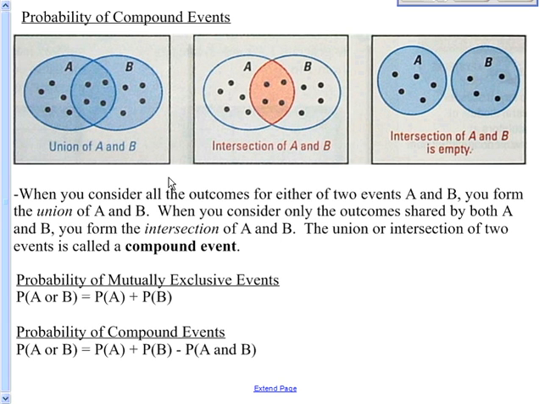We're going to talk about probability of compound events. We're going to find some probabilities of unions and intersections. And we're going to use some complements to find some probabilities.